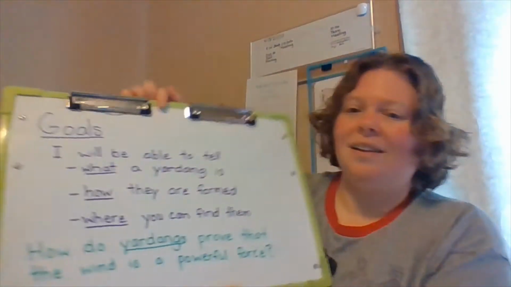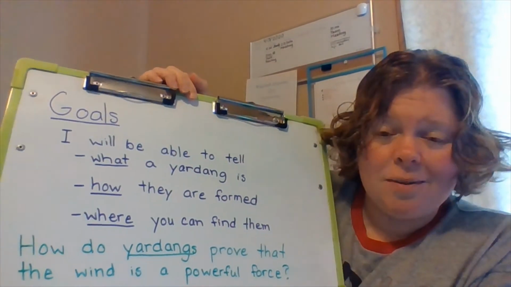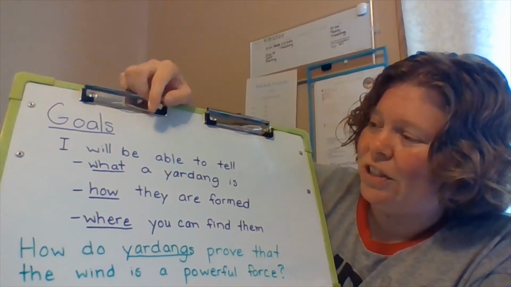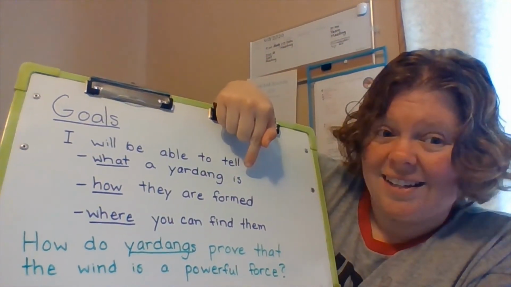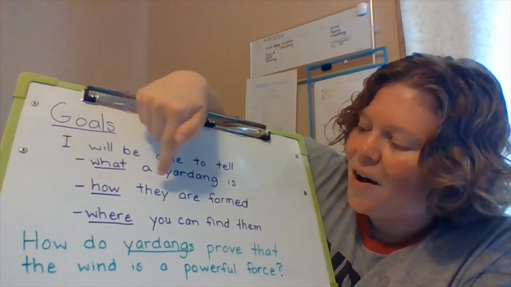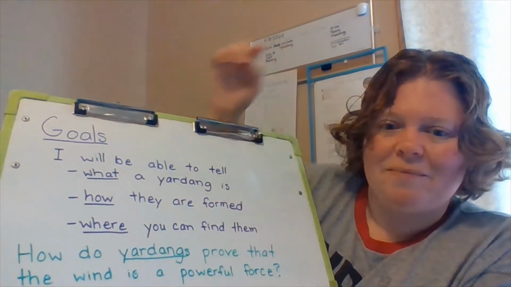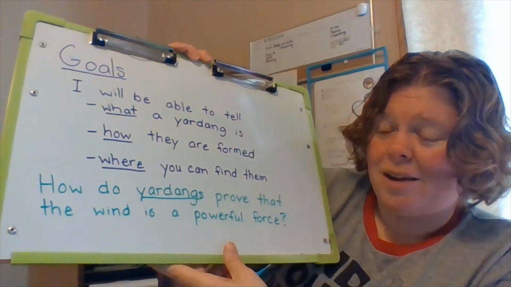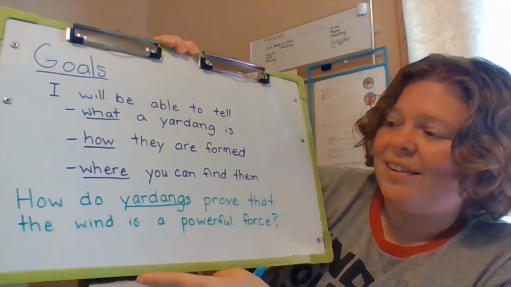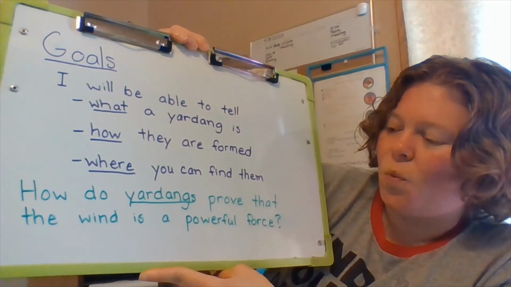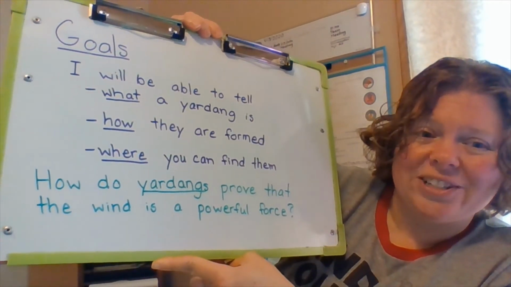So let's review our goals. Since we've read the book, you should be able to tell what a yardang is, how they are formed, and where you can find them. You should also be able to answer my big question. How do yardangs prove that the wind is a powerful force?